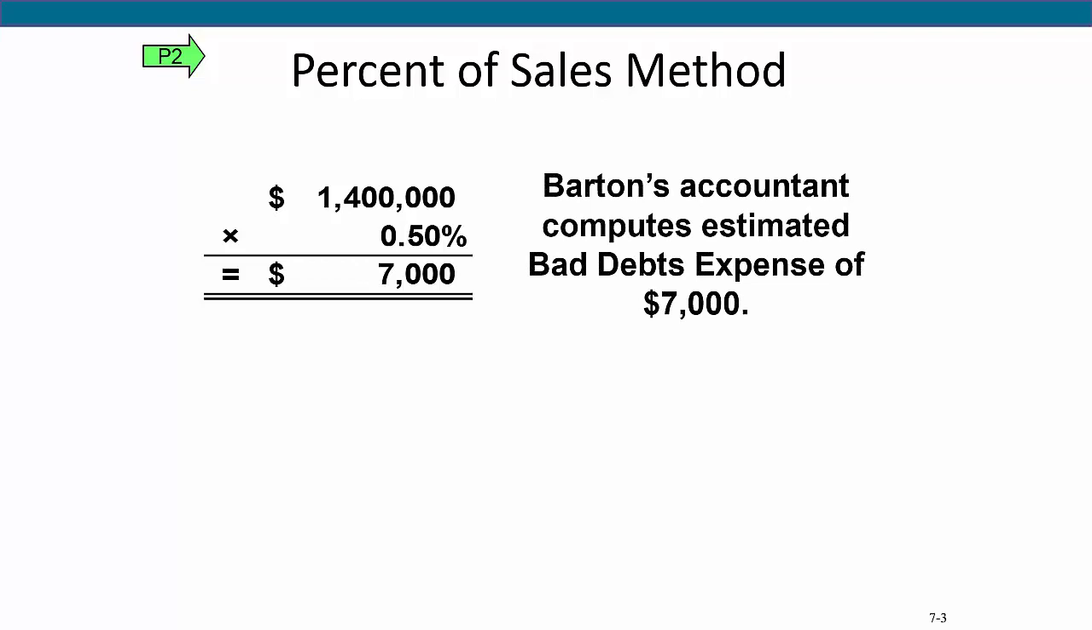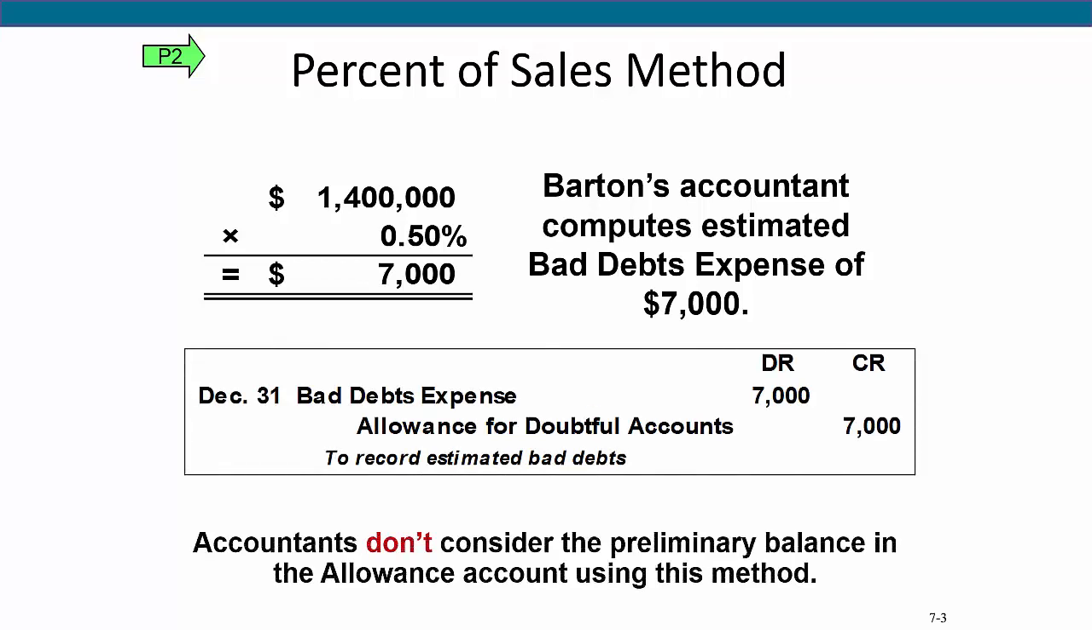Were you correct? Barton's bad debt expense would be $7,000. This is determined by multiplying the credit sales of $1.4 million by 0.5%. The adjusting entry for the estimate will then be a debit to bad debt expense and a credit to the allowance for doubtful accounts, in the amount of $7,000, that is.